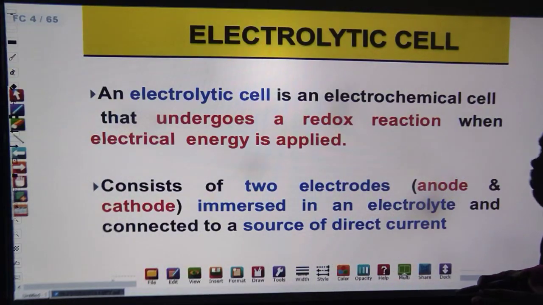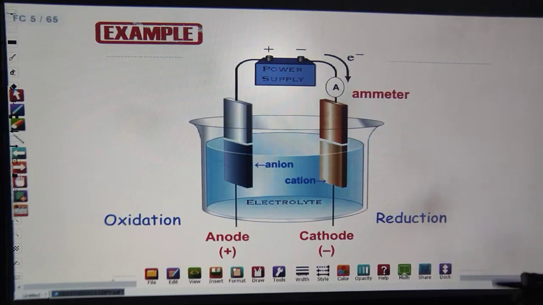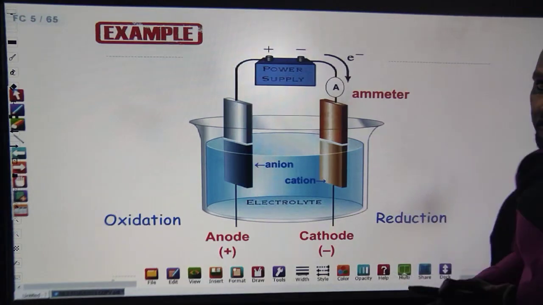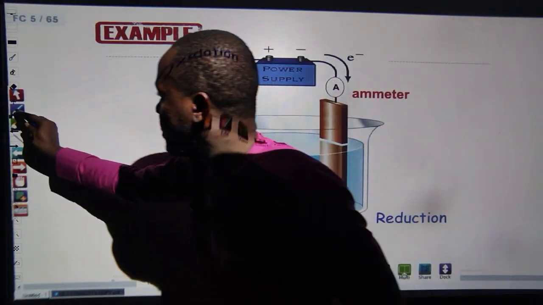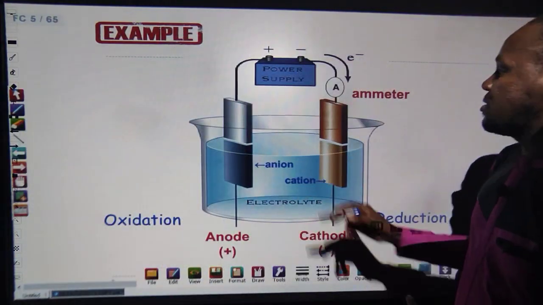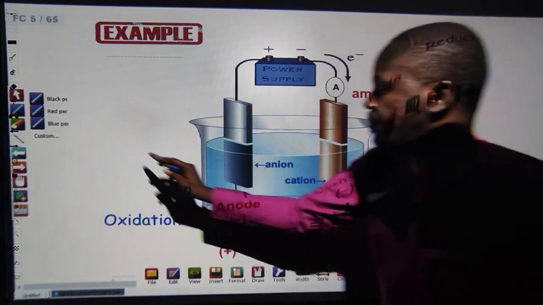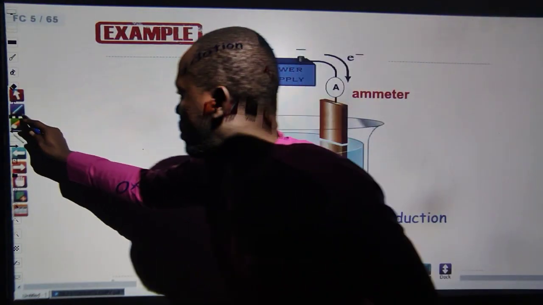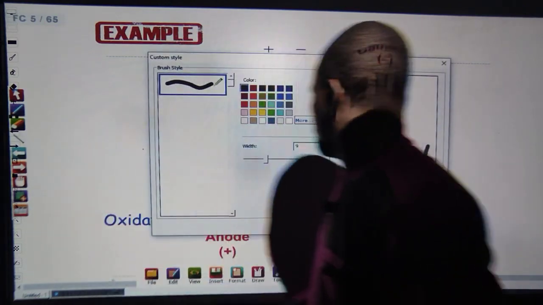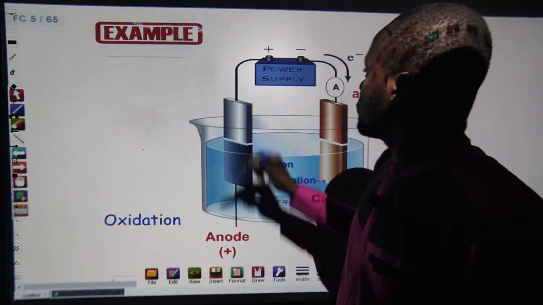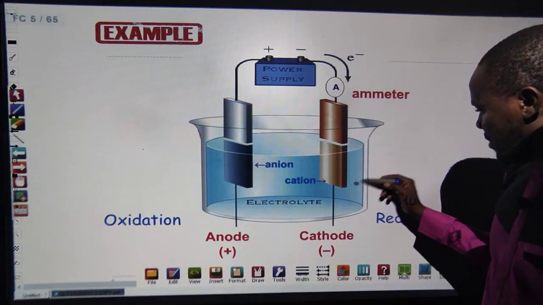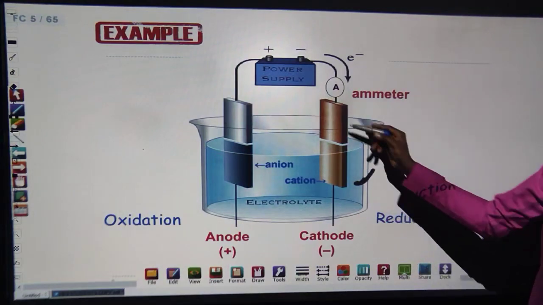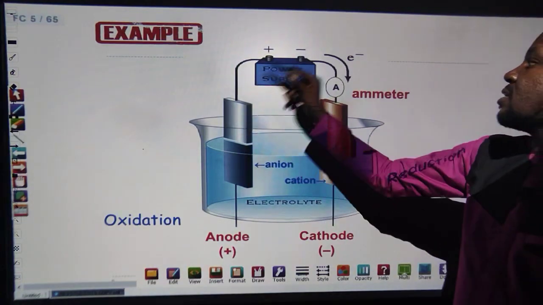Then I can go to the next one, because we have 65 pages here. We are going a long way. This is the fifth page. This is a good example of how to set up an electrolytic cell. Now, these are the compartments. This is the anode. For beginners, you can always keep that in mind. These are the two compartments which I'm going to talk more about as we move forward. You can see this is the electrolyte, the liquid substance. These are the two compartments. It is connected to a source.